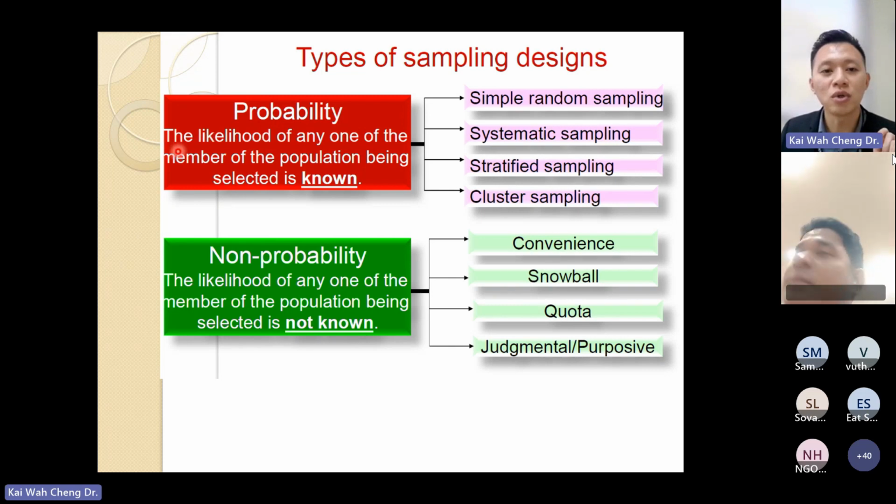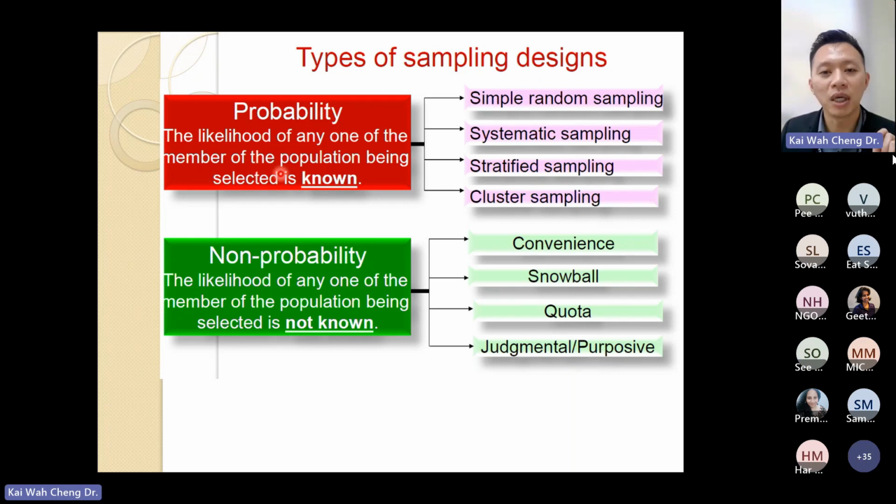It refers to the likelihood of any one member of the population being selected being known. That means you know the exact number of the population in a certain region, city or country. So in this situation, you are allowed to choose probability sampling technique as your sampling technique in your paper writing or in your dissertation.